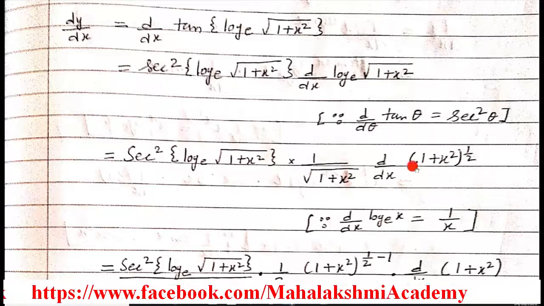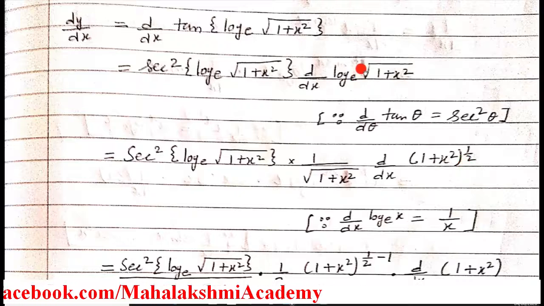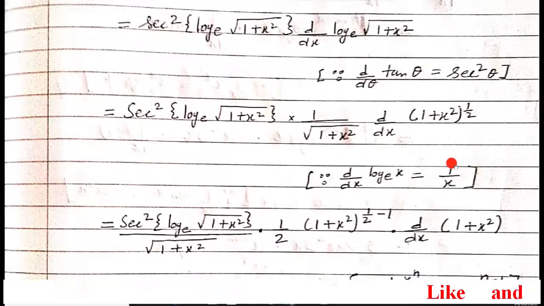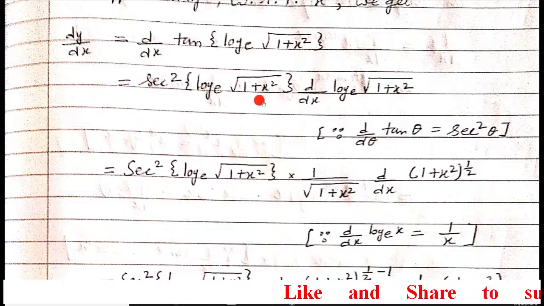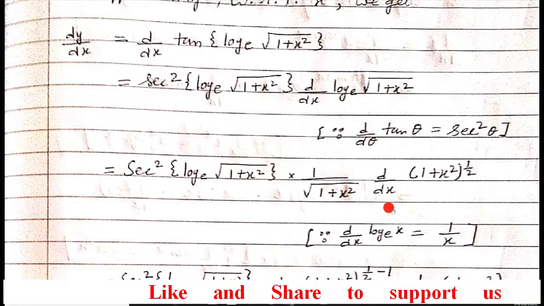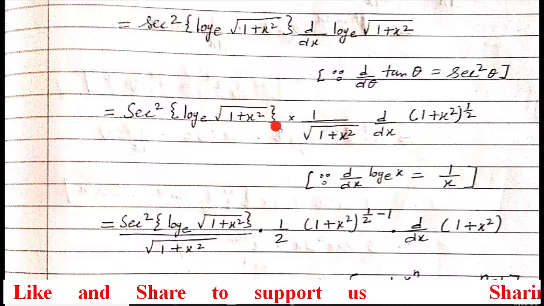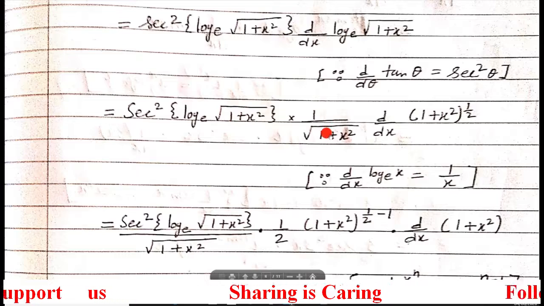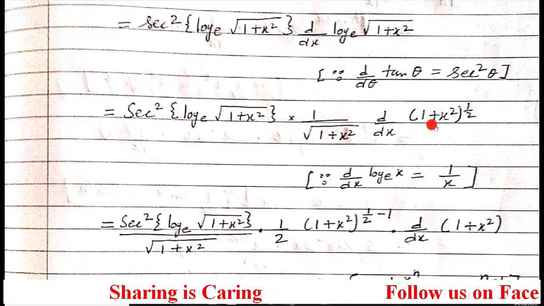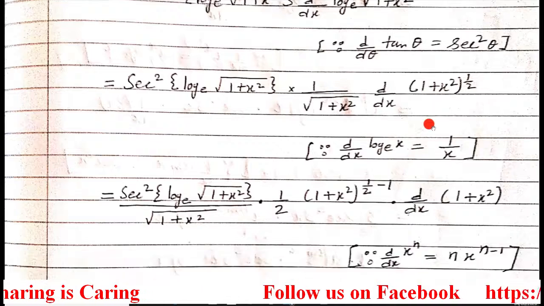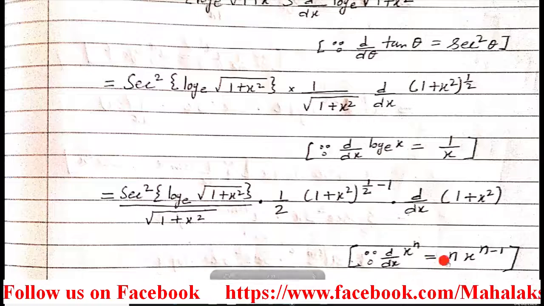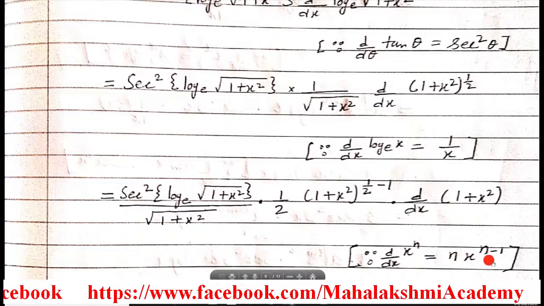Now to differentiate it, I wrote it in the form of a power. This root you can write as half. Now differentiate it with the help of the formula for x to the power n. On this side, these terms I wrote as they are, and here I multiplied them, so this came to the denominator now. So we have to differentiate it using the x to the power n formula, which is n x to the power n minus 1.